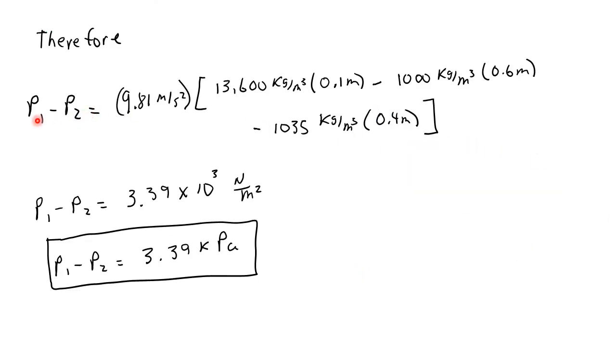So we can plug our values in, P1 minus P2. We can solve for the difference in pressure. We plug in g is 9.81, plug in the densities, plug in the heights, and we get 3.39 times 10 to the third newtons per square meter, which is a Pascal. 1 Pascal is 1 Newton per square meter. So that's 3.39 kilopascals is the answer here.